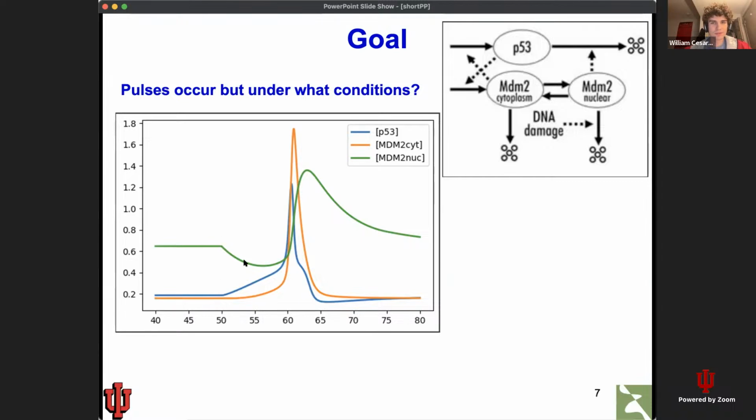This causes MDM2 in the nucleus to decrease right here. So DNA damage comes in, MDM2 starts to decay more. This causes a rise in P53 and MDM2 in the cytoplasm, and then MDM2 in the cytoplasm transports its concentration to MDM2 in the nucleus over time. This causes MDM2 in the nucleus to rise, P53 to drop, etc. So that is how a pulse is created.